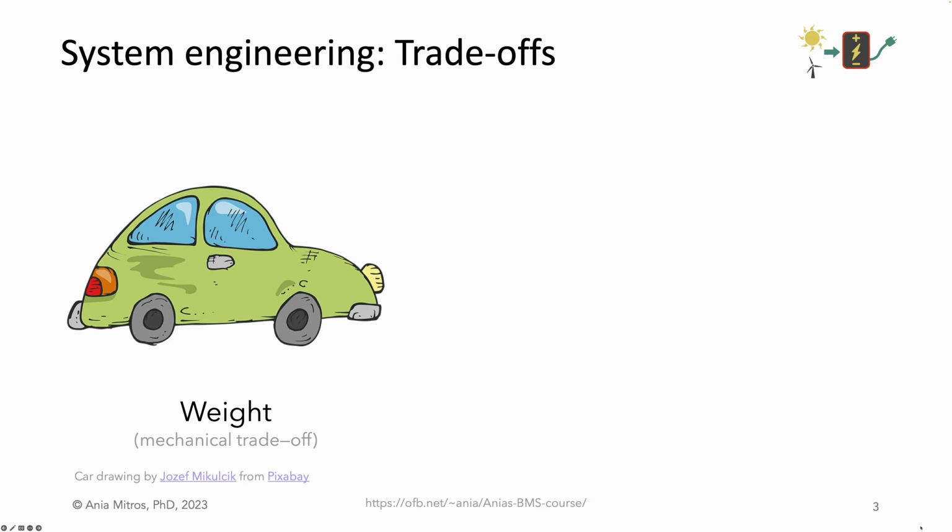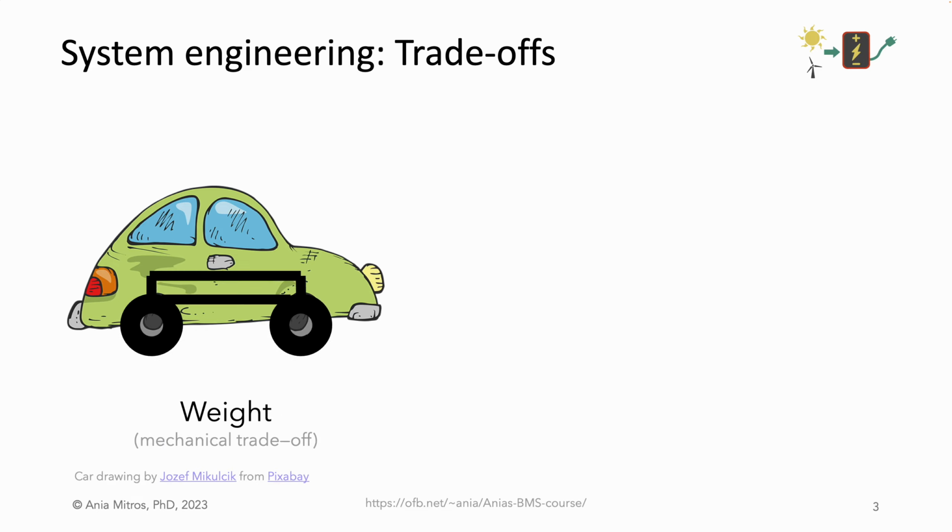Systems engineering entails making trade-offs across different systems, components, or subcomponents. Weight is an example of a mechanical trade-off. Should I spend more money for a lighter weight vehicle chassis? Should I spend more for a lighter weight battery? Should I spend more for lighter bolts?